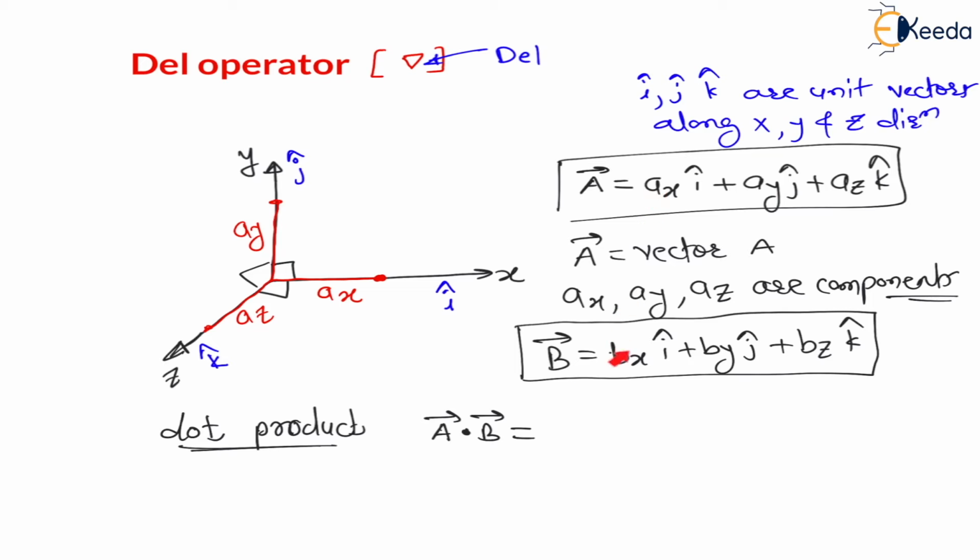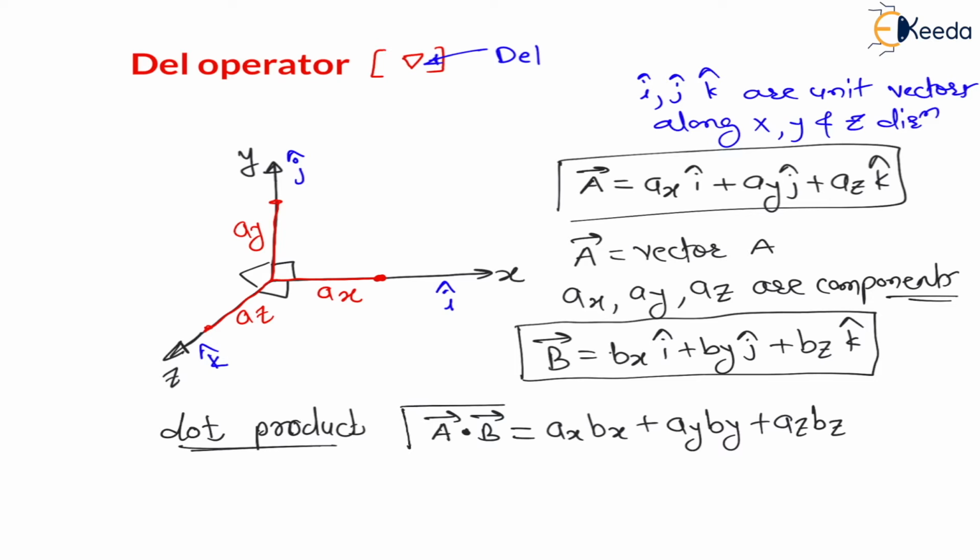Because here there is a direct component multiplication, it will become ax bx plus ay by plus az bz. It means we have to do direct component multiplication and addition between them. This is how we are calculating the dot product.